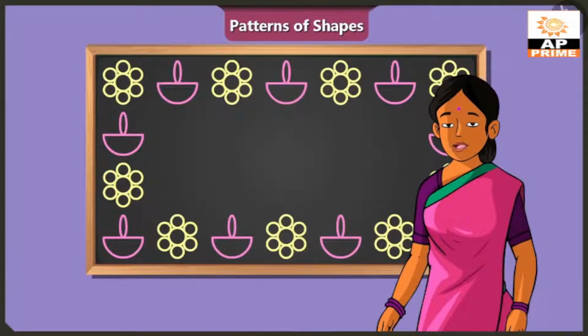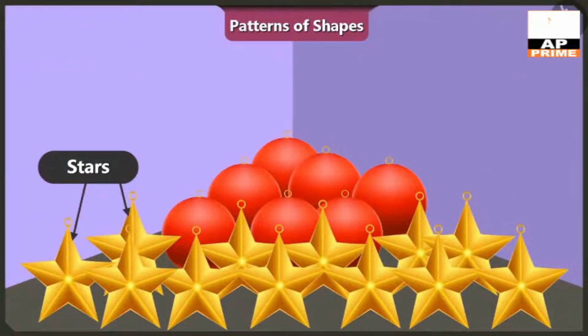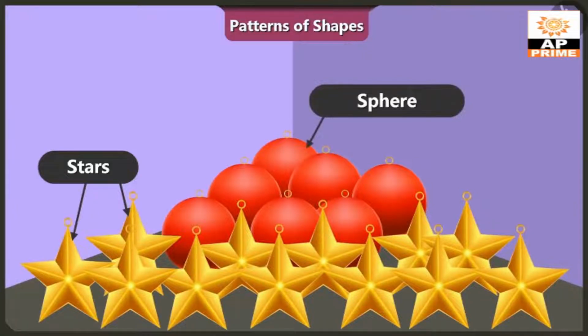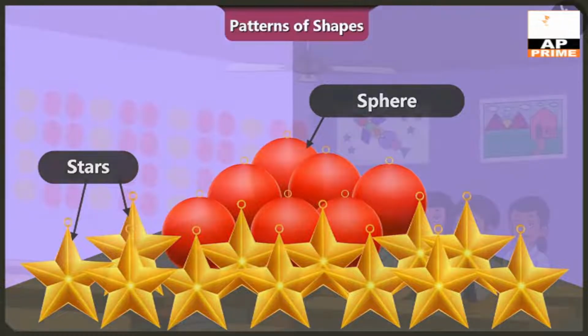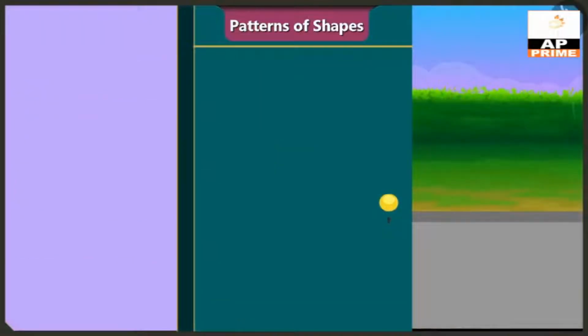Yes, but decorate that also in some special pattern. Yes, ma'am. Winnie, look over there. I can see some decoration materials in the shape of stars and spears. We can make a toran out of these 2 shapes to decorate the door. Oh yes, we can make a fantastic pattern with these. How? Oh, we can put a spear after every 2 stars and we can create a beautiful toran by repeating this pattern. Wow, we will make a great toran.